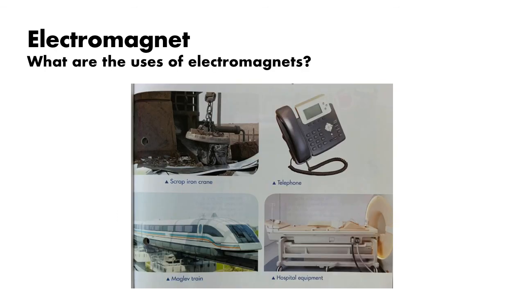So where do you find electromagnets? Okay, and how do we use electromagnets? We can use the electromagnet in a scrap iron crane. We also use electromagnets in telephones or even in trains like the MRT train, right? We use electromagnets in a lot of different places.